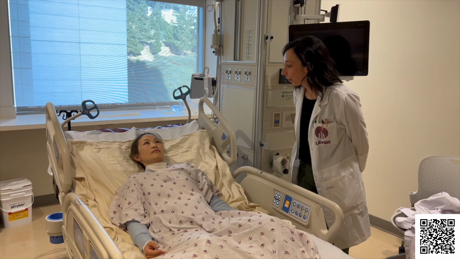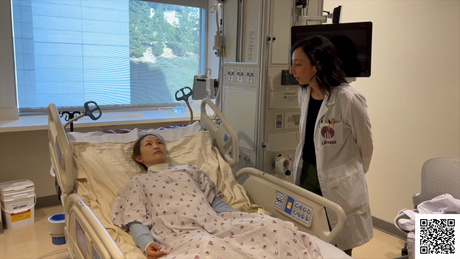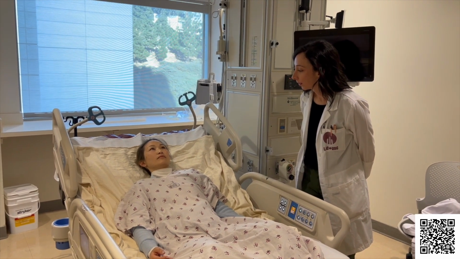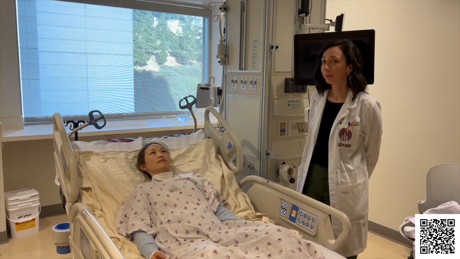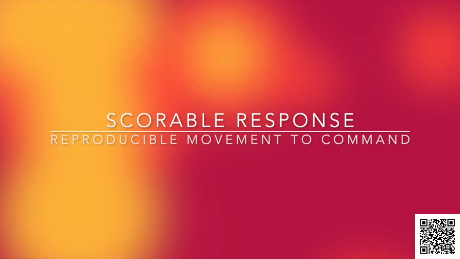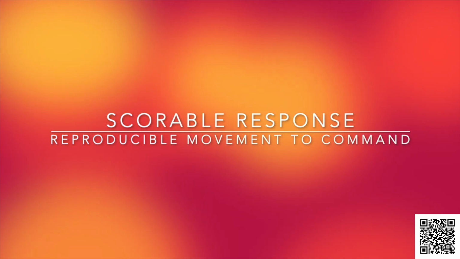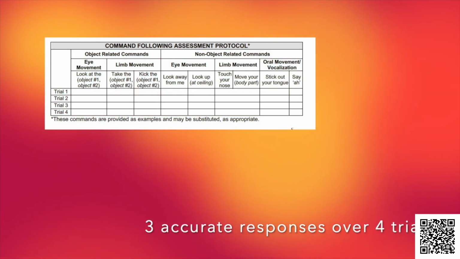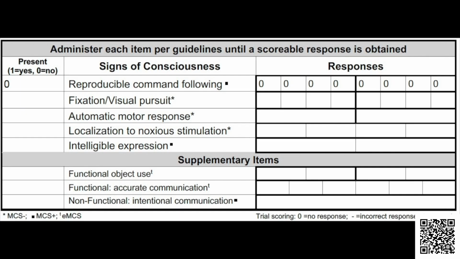Ma'am, look up. Stick out your tongue. Repeat 4 trials of each command. A scorable response is when at least 3 clearly discernible and accurate responses occur over 4 trials of either type of command. Our patient scored a 0 for reproducible command following.